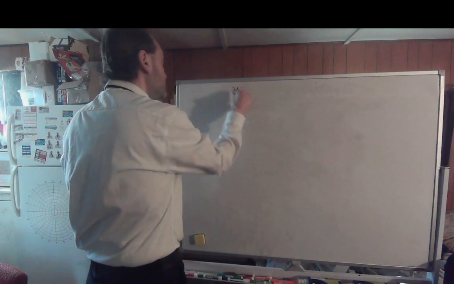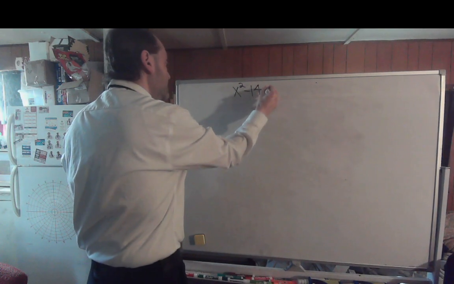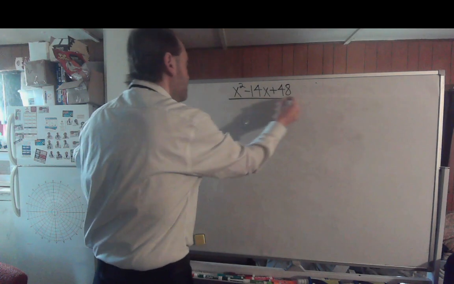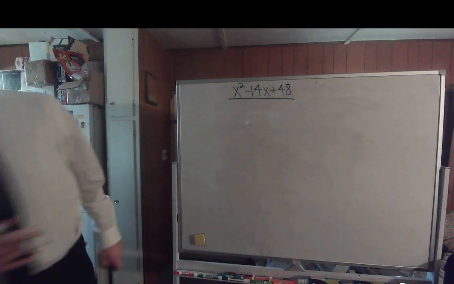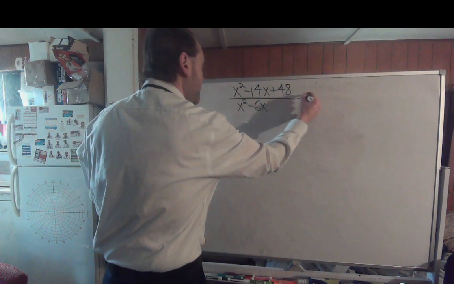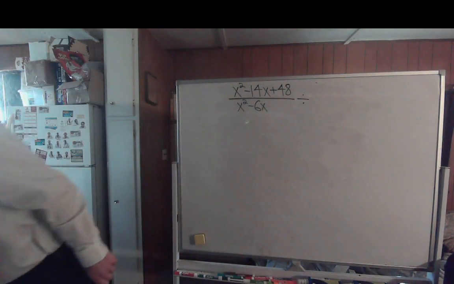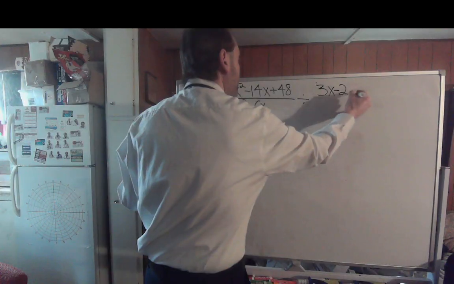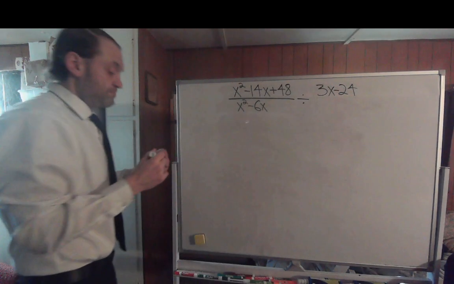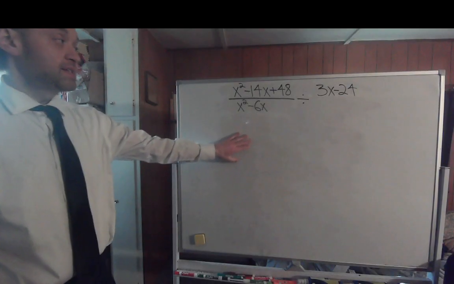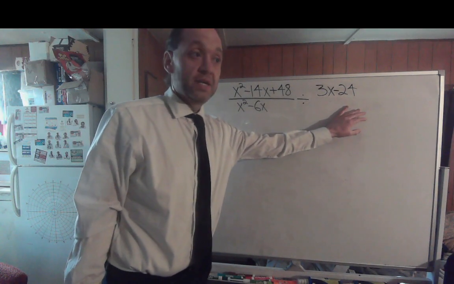All right. We have x squared minus 14x plus 48 over x squared minus 6x divided by 3x minus 24. Okay, so we have x squared minus 14x plus 48 over x squared minus 6x divided by 3x minus 24.